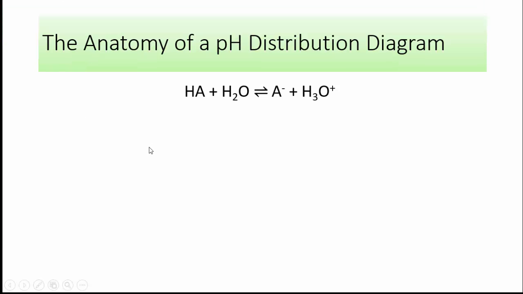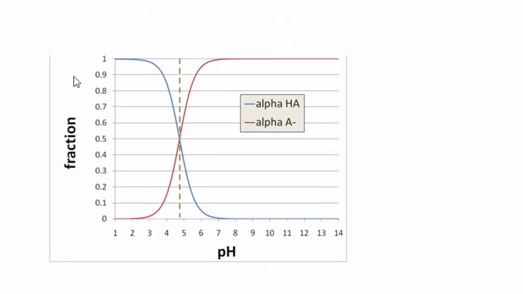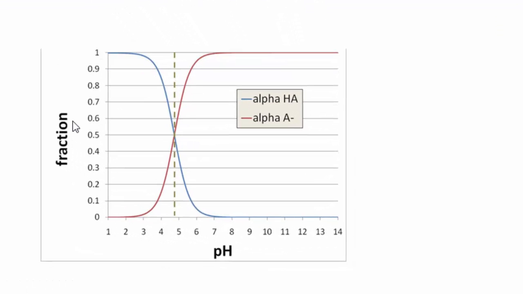Okay, now let's look at the so-called pH distribution diagram. A pH distribution diagram, or it can be called a fractional composition diagram, will have this sort of appearance. Now this is the appearance for just a monoprotic acid, which can exist in two forms. You see on this graph there's two curves. There will be one curve for each form. Here the curves are in blue and red, and they're labeled by this legend.